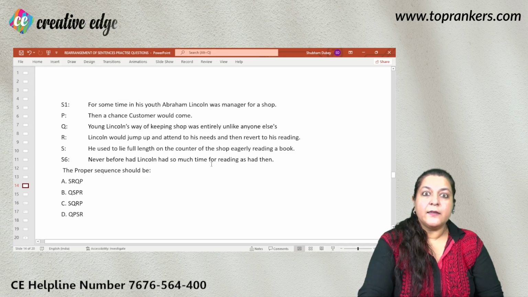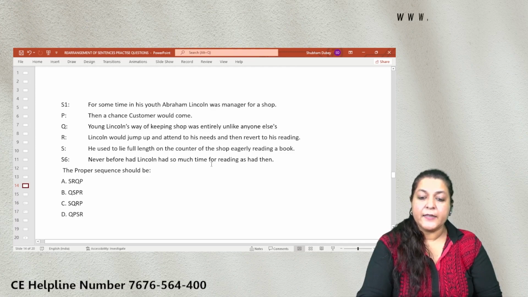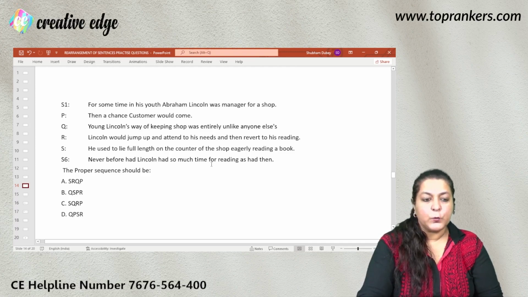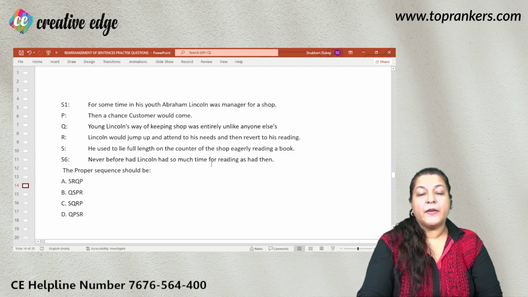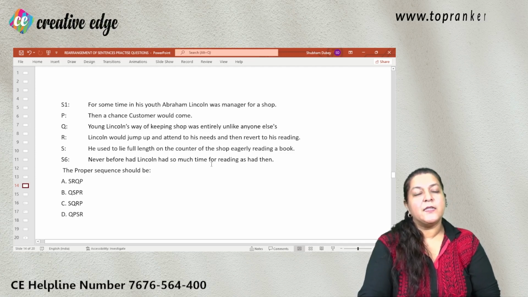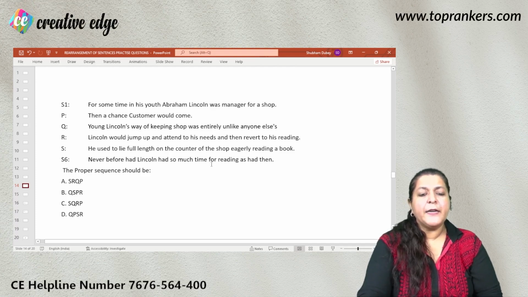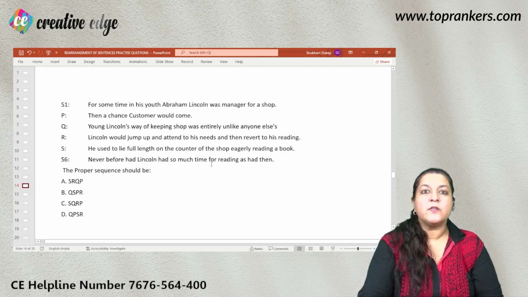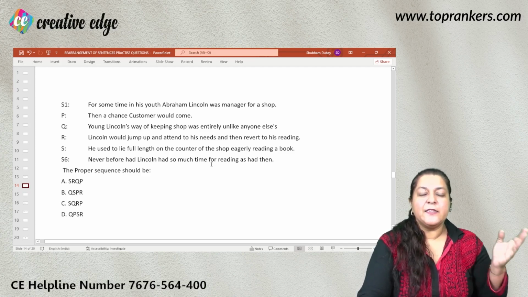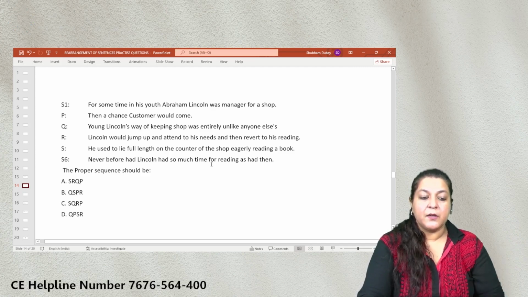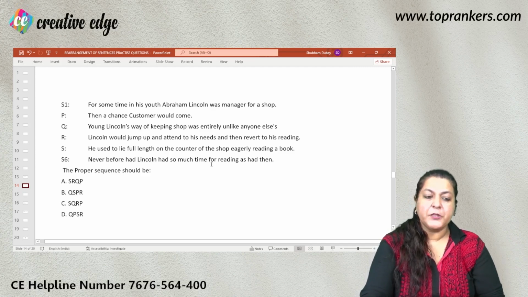That means that Lincoln would jump up and attend to his needs and then revert to his reading has to be followed by S6, which is never before had Lincoln had so much time for reading as he had then. Now, we connect the pronouns in sentence R with the preceding nouns. They're talking of attending to somebody's needs. Do you know who the somebody is? It talks about that in sentence P, which is the customer, which means your answer should be option B.